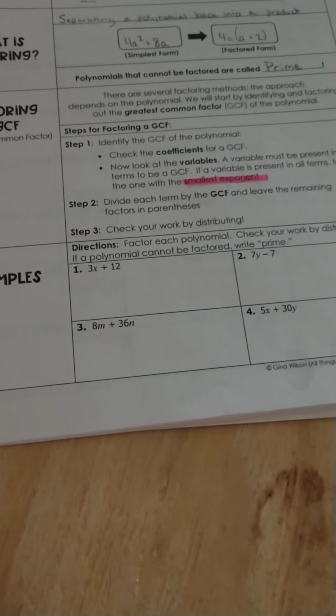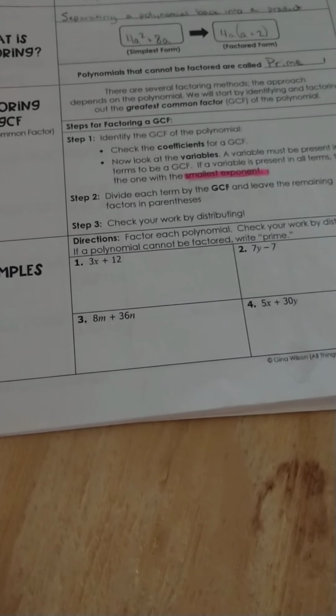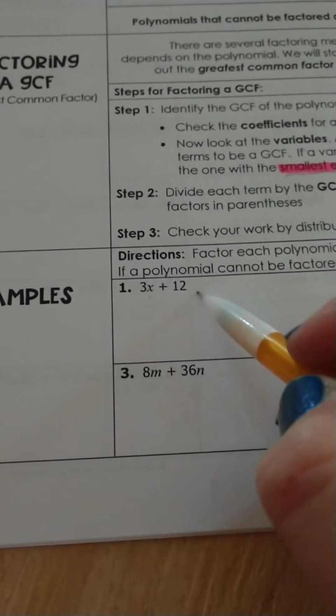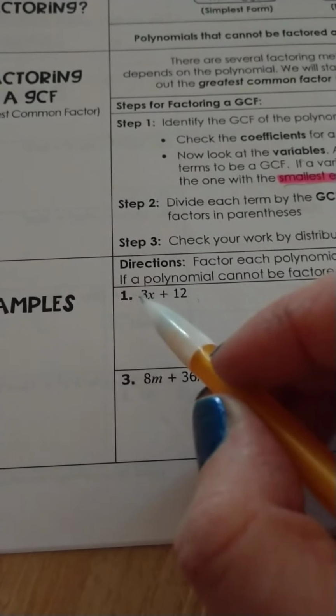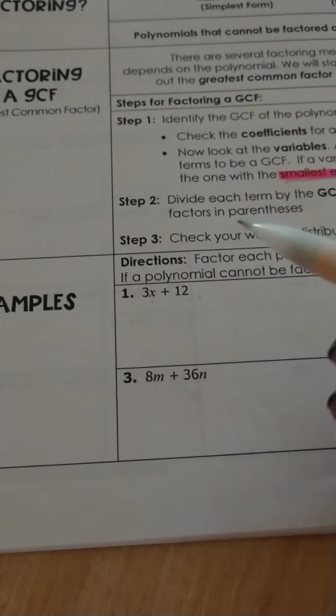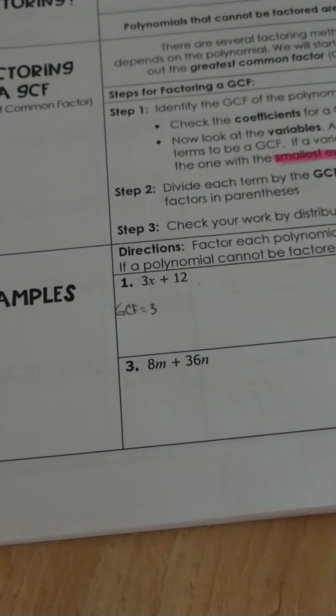So examples and directions. Factor each polynomial. Check your work by distributing. If a polynomial cannot be factored, write prime. So what you're going to do is look at these. You've got 3x and 12. Look at your coefficients. Look at your numbers, 3 and 12. What number do 3 and 12 have in common? The largest number. If you said 3, you would be correct. So your greatest common factor is 3.